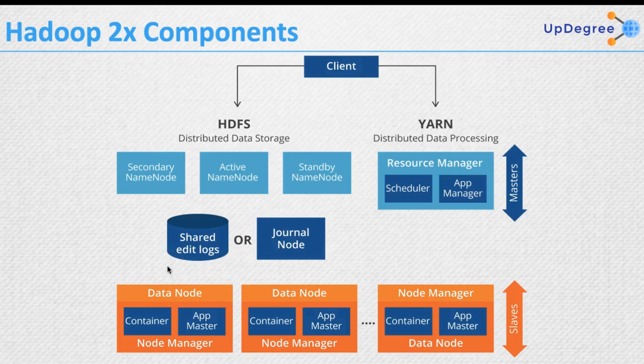It is the same DataNode that we have seen in 1x, but if you observe the difference, there is a node manager, there is a container, there is an app master. This is what makes your application more reliable, running on the cluster with better resource management, because we have some more components. The task tracker has been replaced over here with a node manager, which we have already taken a look at in 1x.